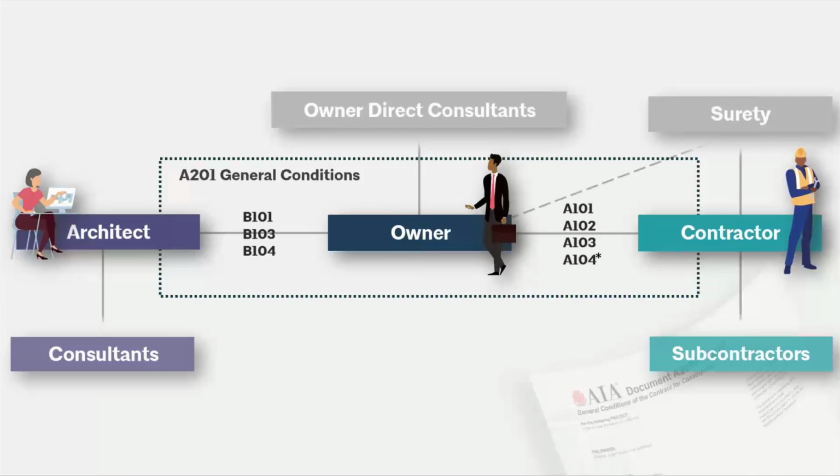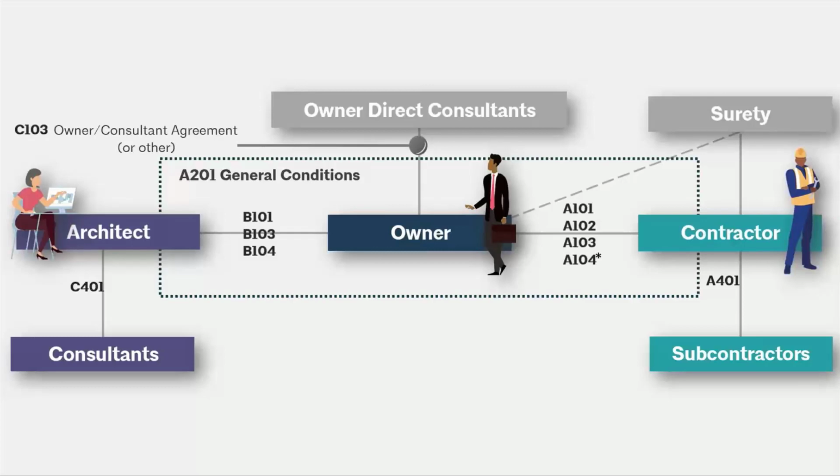Now, beyond your prime parties, you're also going to have some sub-parties here. Your architect may hire consultants. Your contractor will probably hire subcontractors. We, of course, have documents to define those relationships, but we aren't going to go into depth here because this is for owners. For any consultants that you as the owner may hire, you have a C103, an owner consultants agreement. We also have an array of other agreements just depending on a few different aspects of that relationship. But the C103 is our main owner consultants agreement.